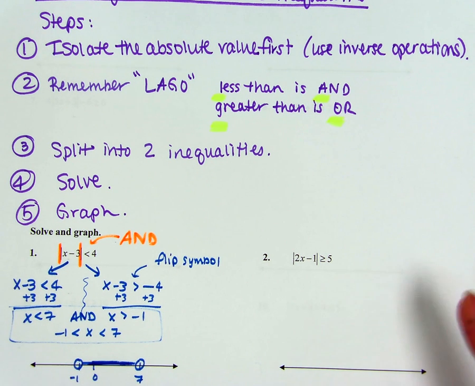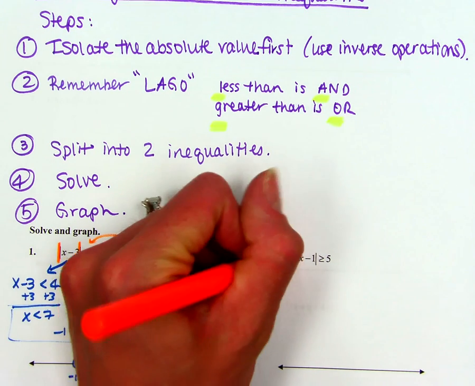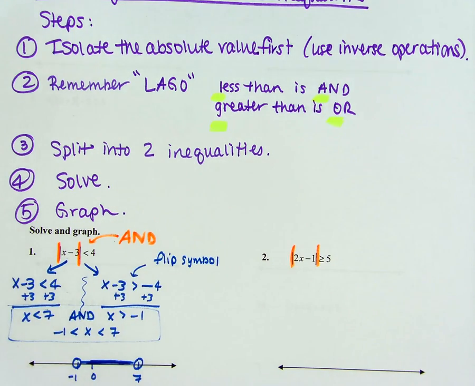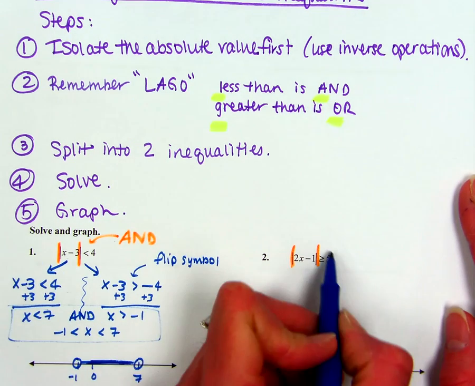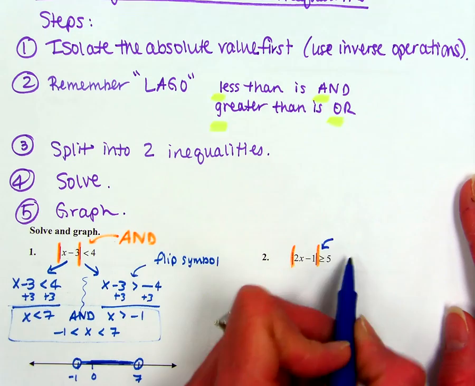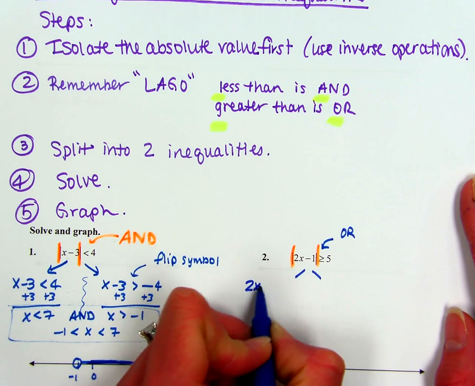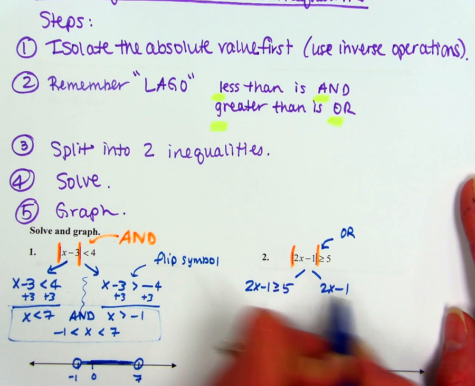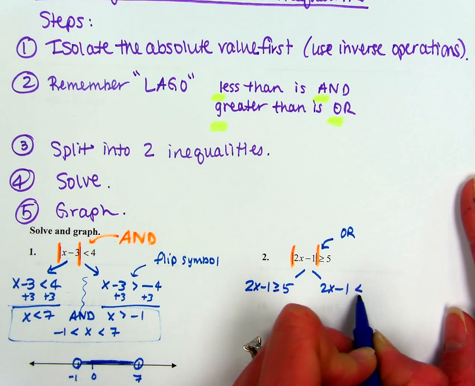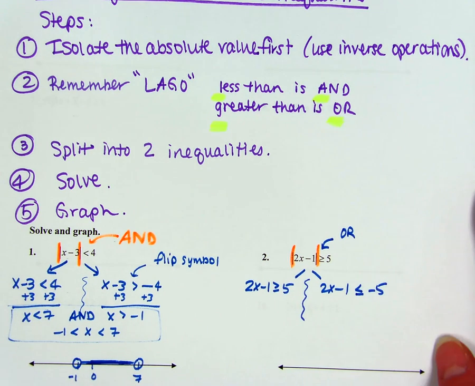All right, so we're going to do number 2, same way. Is the absolute value isolated? Yeah, it's the only thing on the left side of the inequality. So now we're going to look at lago. It's greater than this time, so that tells me this is an or. Now I'm going to split into two inequalities. 2x minus 1 on both sides. It's going to be greater than or equal to 5. This time it's going to be less than or equal to negative 5. And then just solve like you normally would.